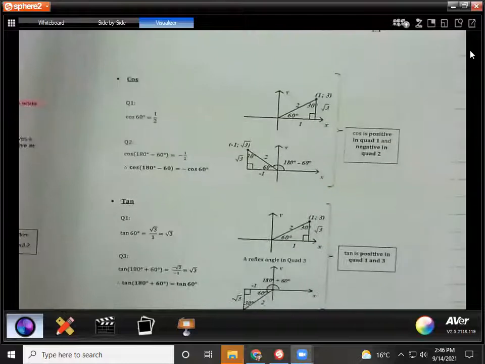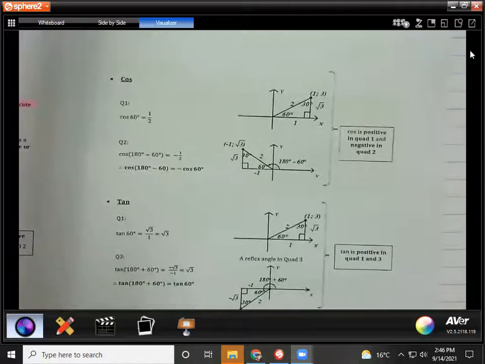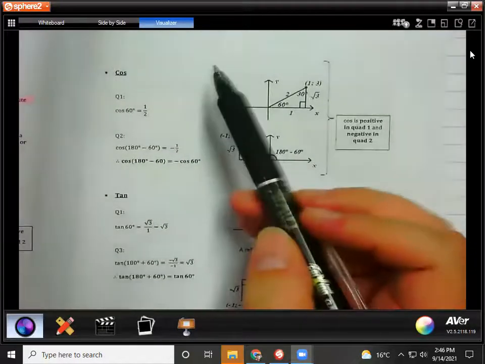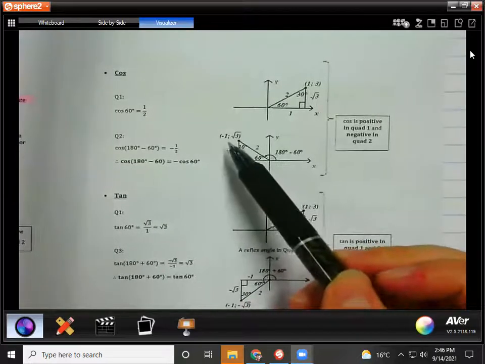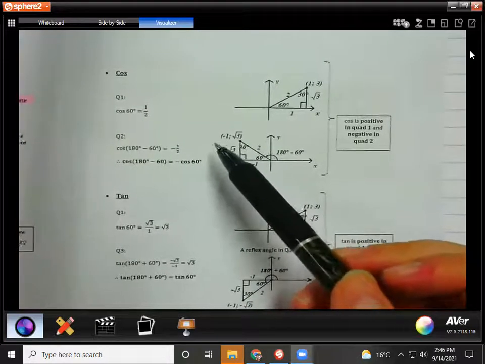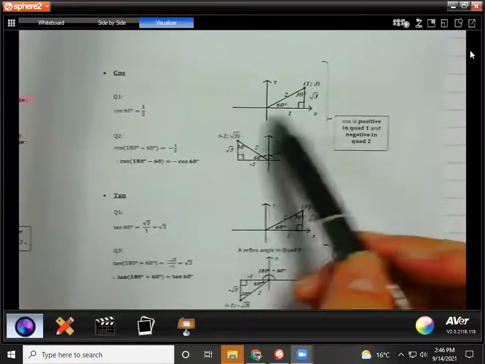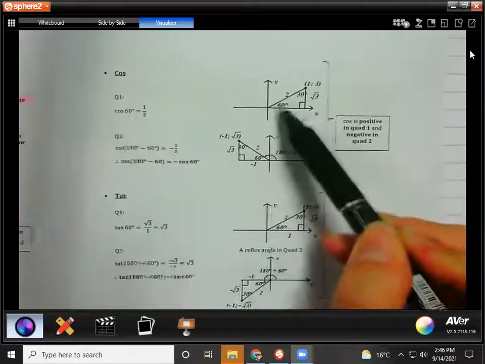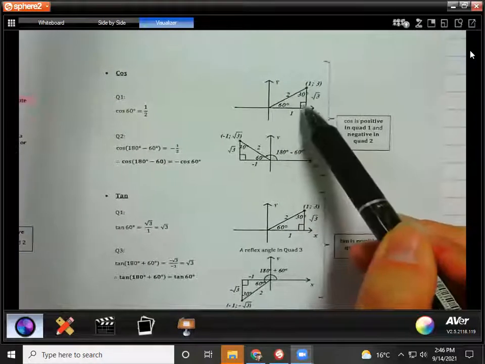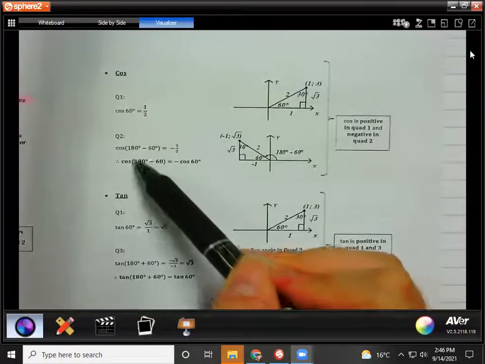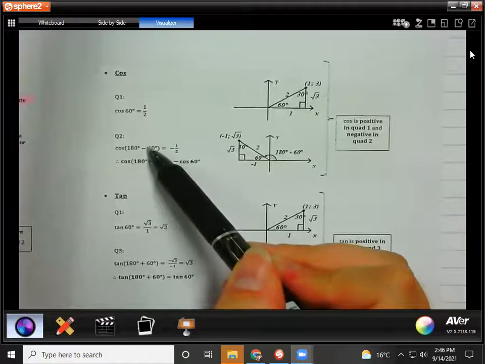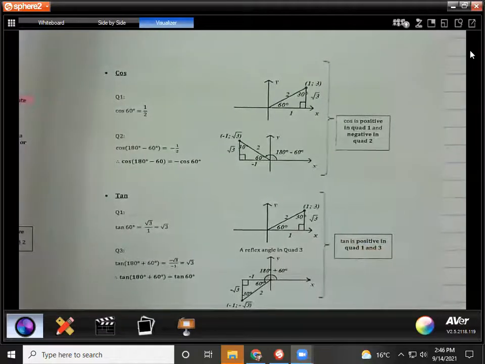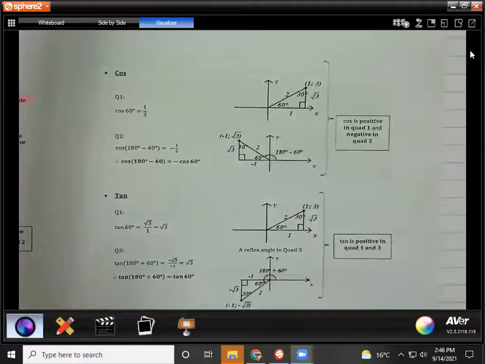Let's look at something different, something that we haven't looked at before. We're looking at cos. Now, guys, what do we know about cos in the second quadrant? Is that positive or negative? Negative. Okay, and we can see it here in this example. Cos of 60 is a half. That's if we're working in the first quadrant. Now, if we have to do cos of 120, 120 is the same as 180 minus 60.